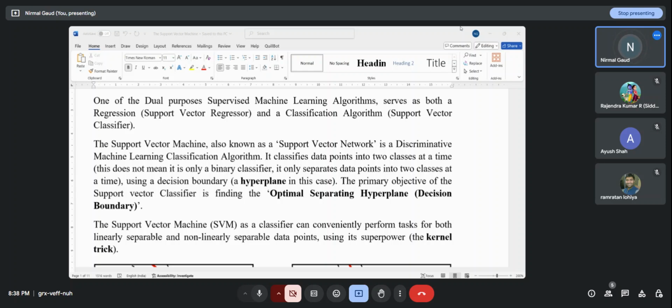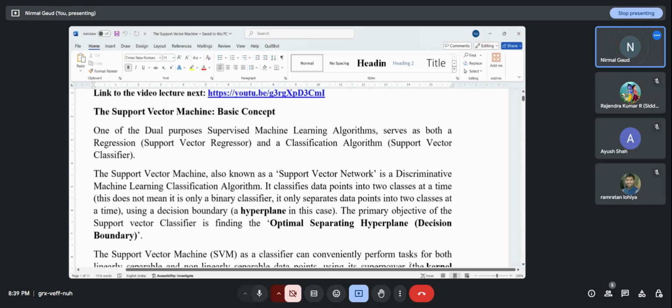If you are having 2D data, then a line will be a hyperplane, and if you are having 3D data, then a plane will divide it. So if you have n number of features, the dimension of the hyperplane will be n minus 1. That's what we discussed in the previous class.